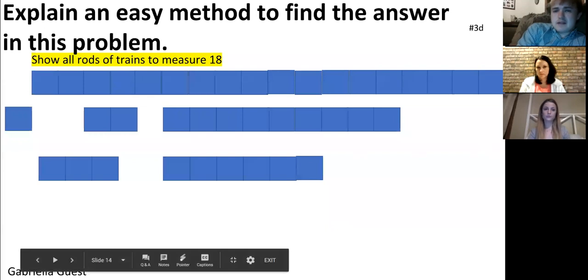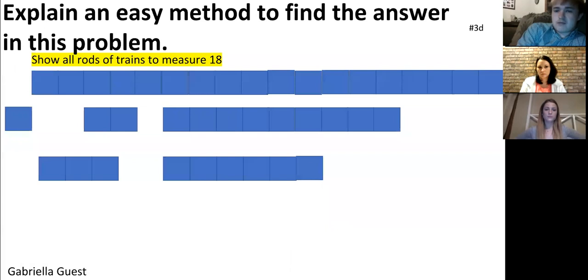Explain an easy method to find the answer in this problem. Show all rods of trains to measure 18. Okay, so the easiest method to me, I think, is just finding all factors that go into 18 evenly. And you start off at the beginning. So 1 and 18, and that would give you 18, because 1 times 18 gives you 18. So you'd put your 1 cube and your 18s.